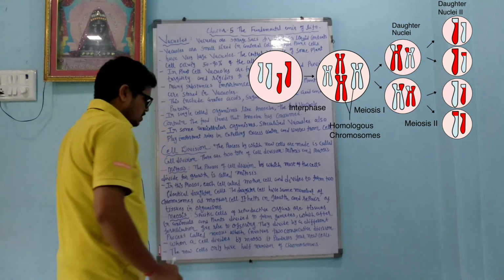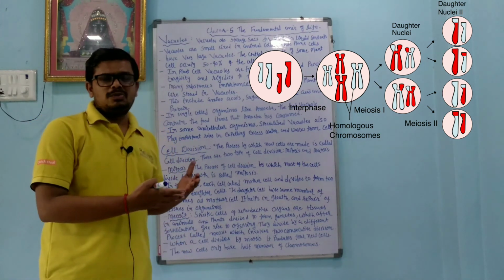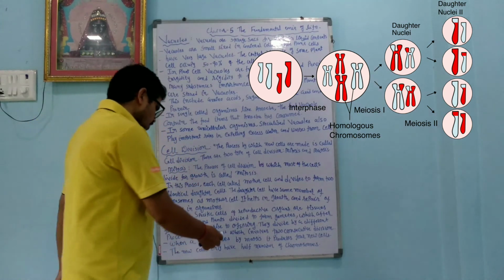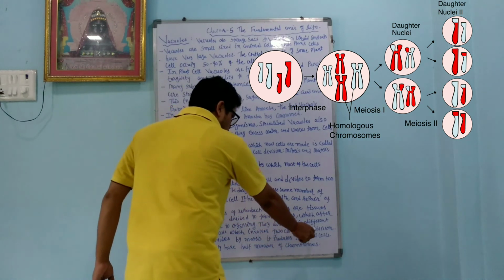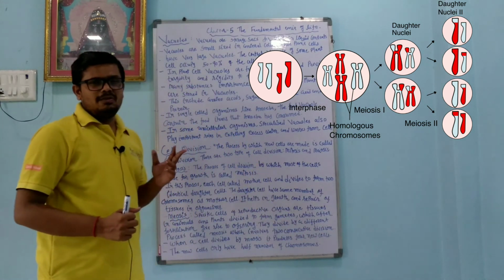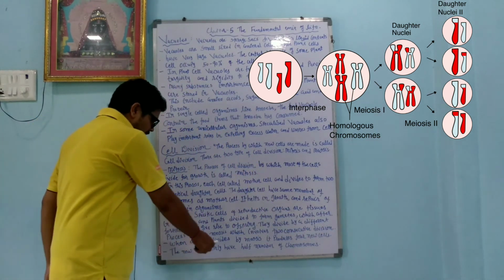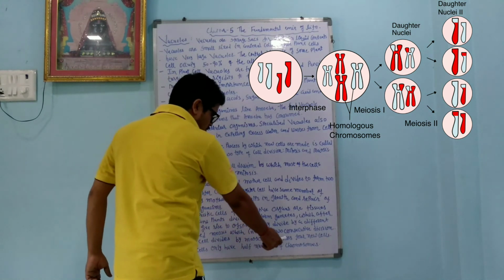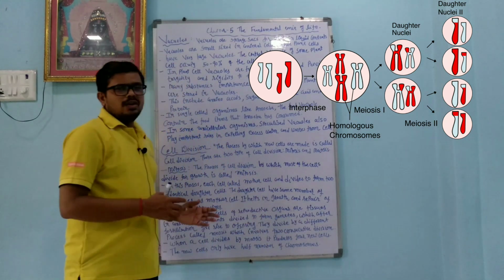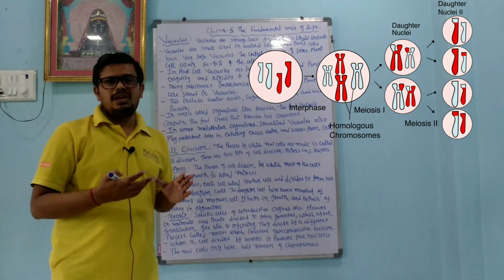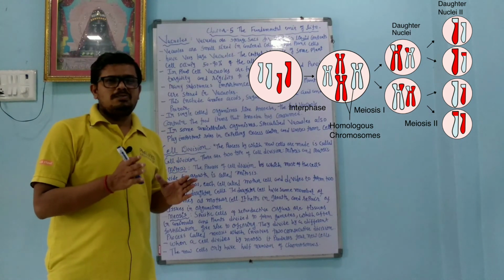They divide by a different process called meiosis, which involves two consecutive divisions. When a cell divides by meiosis, it produces 4 new cells. So from one cell we get 4 new cells, and in them the number of chromosomes is half.